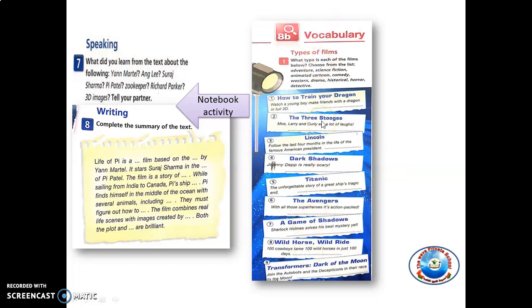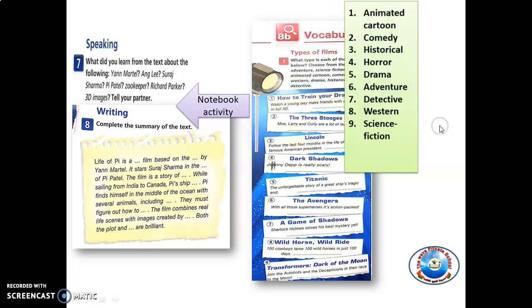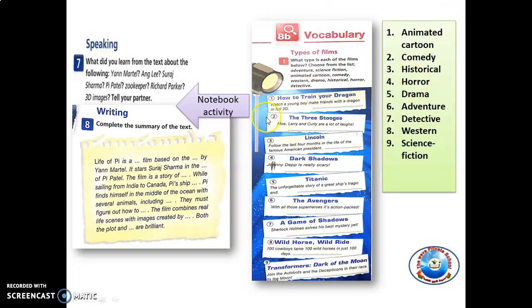Okay, then now in the vocabulary, the types of film. I know that you are inclined, just like any other people, of watching movies, especially now that we are bound to be just at home. So maybe you have watched some movies. Were you able to classify what kind of movies they are? So here there are adventure, science fiction, animated cartoon, comedy, western, drama, historical, horror, and detective stories. So I have answered them for you. Number 1, animated cartoon. Number 2, comedy. And then number 3, historical.